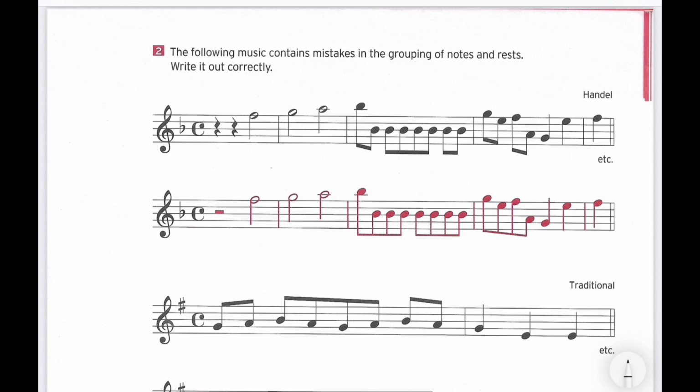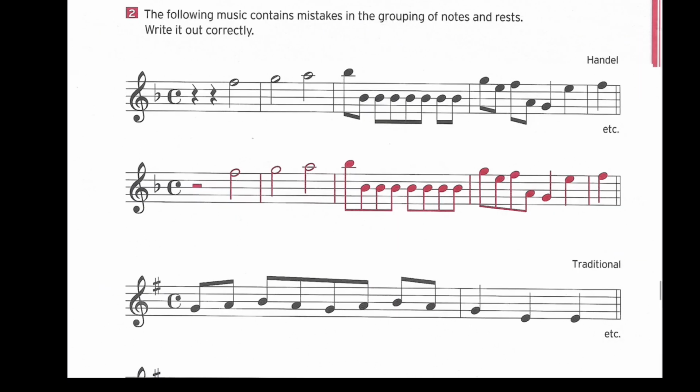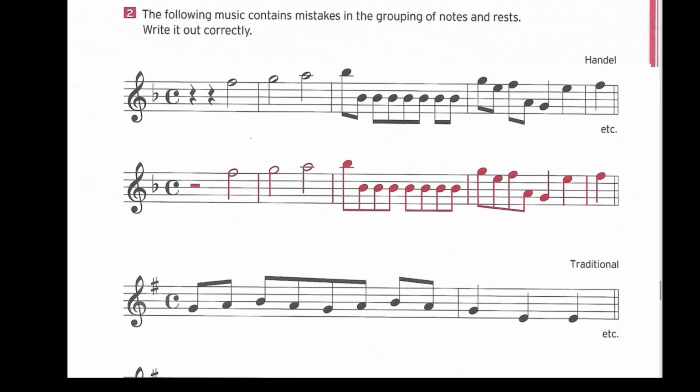Now the next question says the following music contains mistakes in the grouping of notes and rests. Write it out correctly. Okay, let's see. So we have to find the mistakes in the grouping of notes and rests. So you can see the first example on your own first and understand it, and then try the first exercise in this.